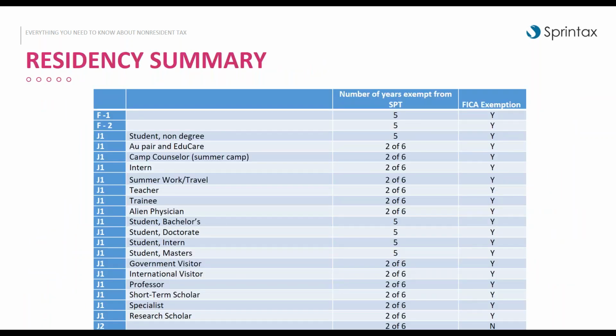Here's a useful summary that everybody can have a look at. It breaks down each visa type and then whether the 5-year rule or the 2-year rule applies. So you'll see the F1 and the J1 visas are 5 years, and then most of the other J1 visas are 2 years.